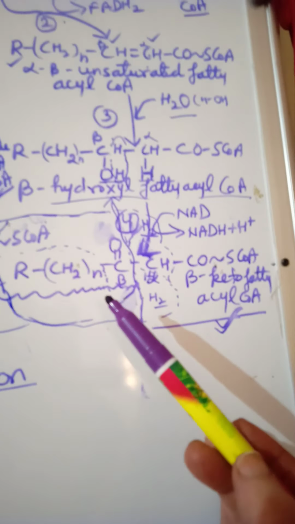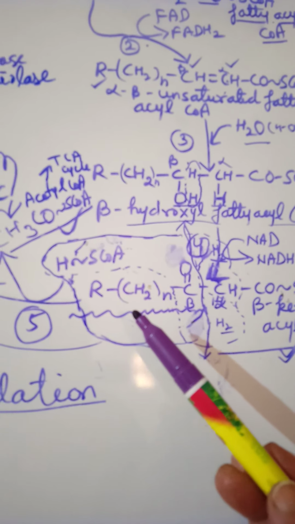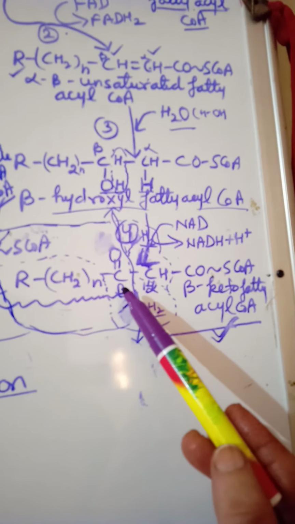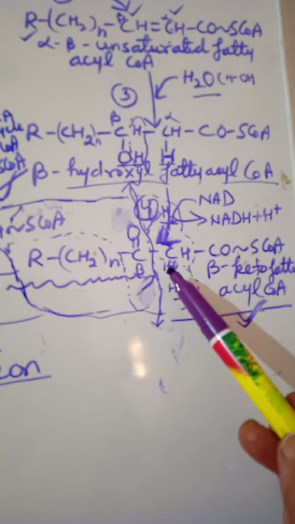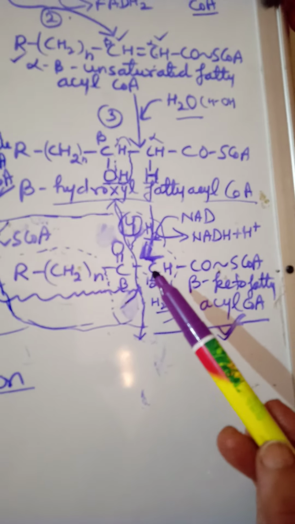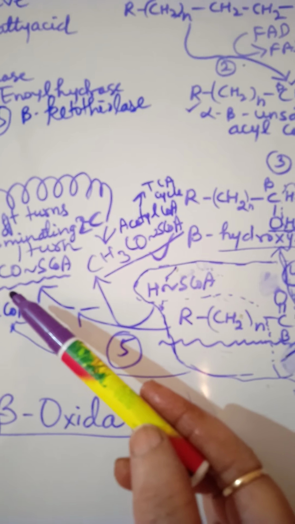This beta keto fatty acyl coenzyme A undergoes a cleavage step, and in this step there occurs a cleavage between the alpha and beta carbons, that is thiolysis involving coenzyme A. You could see here coenzyme A and the enzyme thiolase or beta ketothiolase to give acetyl coenzyme A. You could see here acetyl coenzyme A and fatty acyl coenzyme A, fatty acyl coenzyme A with two less carbons. This is two carbons smaller.